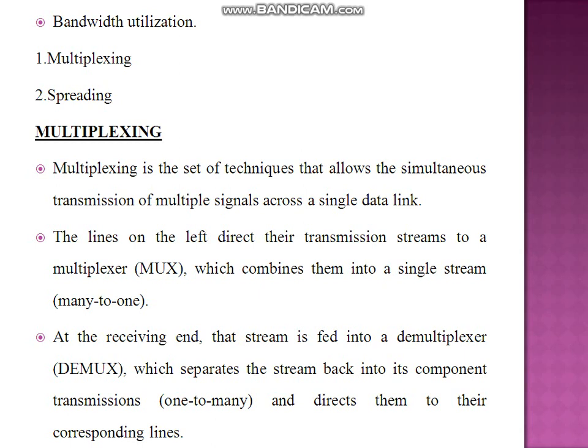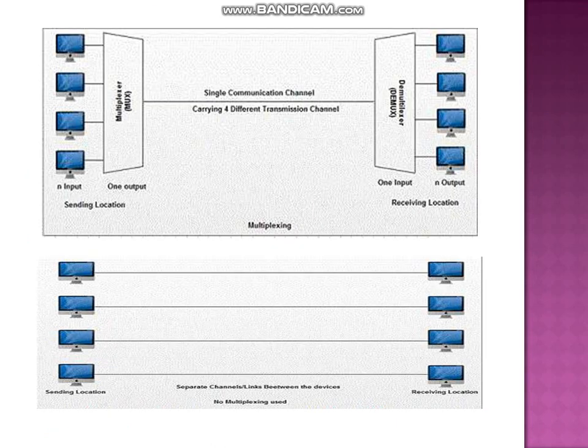At the receiving end, a device called a demultiplexer, shortly known as DEMUX, is used to separate the signals. A demultiplexer has one input and several outputs. This is the example diagram for a multiplexer.